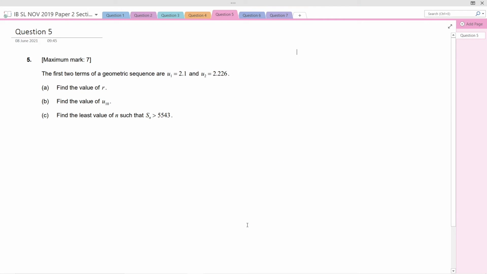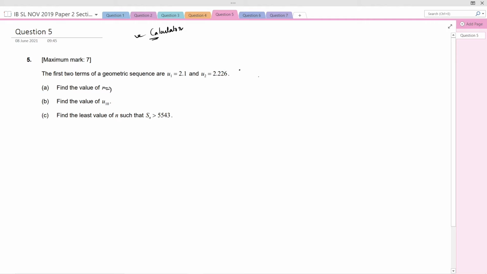This is the question from geometric progression. The first two terms of a geometric sequence are u1 equals 2.1 and u2 equals 2.226. Find the value of r. Simply use a calculator in this equation. In this question you will have to use a calculator.